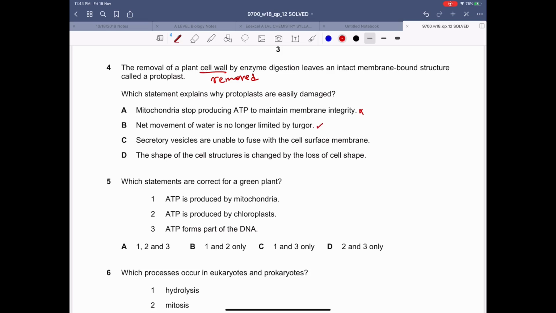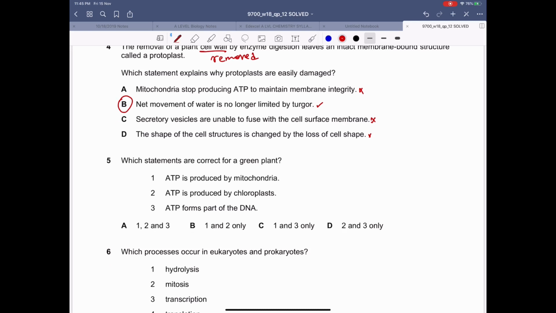Net movement of water is no longer limited to turgor. Could be. Then secretory vesicles are unable to fuse with the cell surface membrane. Nothing. The shape of the cell structure is changed by the loss of cell shape. Okay, so here we have nothing. So net movement of water is no longer limited to turgor. Turgor was maintained by the cell wall. Since the cell wall is no longer present, the turgor pressure could not be maintained and the cell will just simply burst.